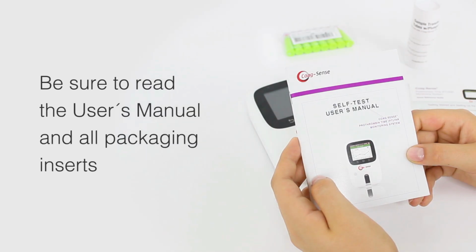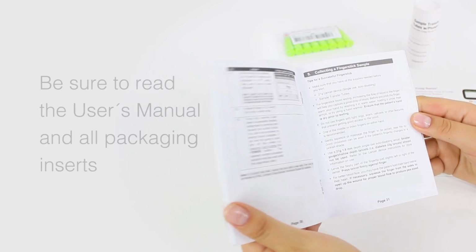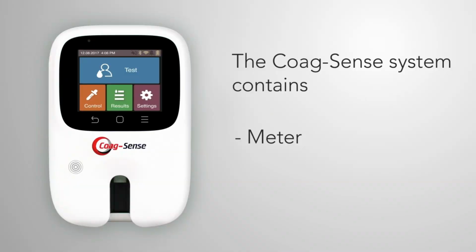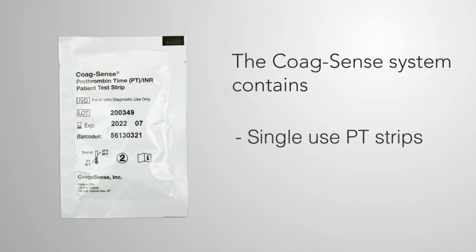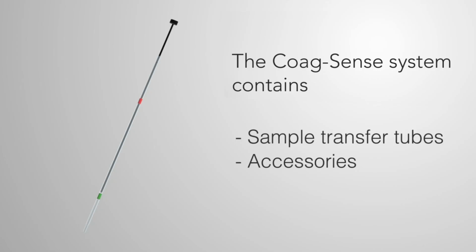For complete instructions, be sure to read the user's manual and all packaging inserts. Everything you need is provided in the system, which contains the meter, lancets, single-use PT strips, control strips, sample transfer tubes, and certain accessories required for testing.